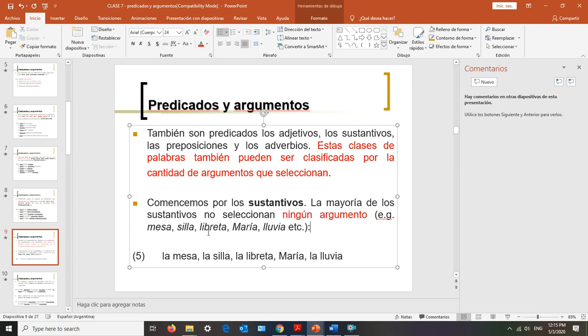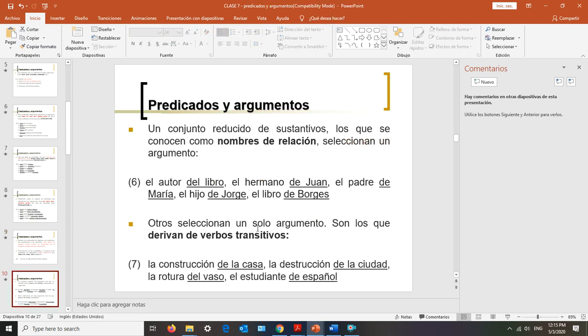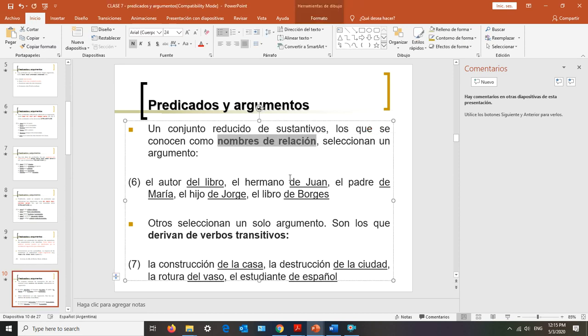Example nouns: mesa, silla, libreta, Maria, lluvia, etc. However, there is a small group of nouns that entail a relationship between entities, such as author, brother, father, book, son, daughter, right? In this case, they have an argument structure of their own, because when we speak of a book, we understand that there is an author that we can associate with the book.